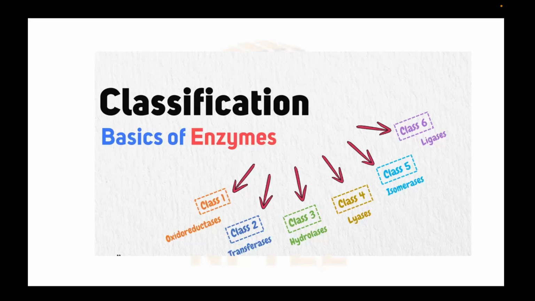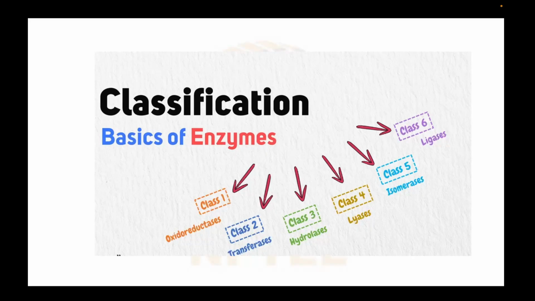Then we have the second class, transferases, that is EC 2. They function in transferring functional groups from one molecule to another molecule. Here we have kinases and transaminases, that is aminotransferases, which transfer amino groups in amino acid metabolism. Then we have hydrolases, which function in the catalysis of hydrolysis reactions, that is breaking bonds using water. These hydrolases are highly observed in digestive or degradative enzymes. Examples such as amylases, proteases, and lipases fall under the category of hydrolases.